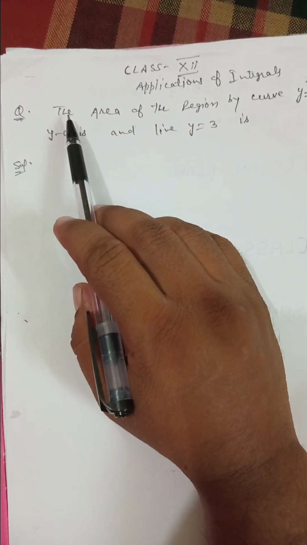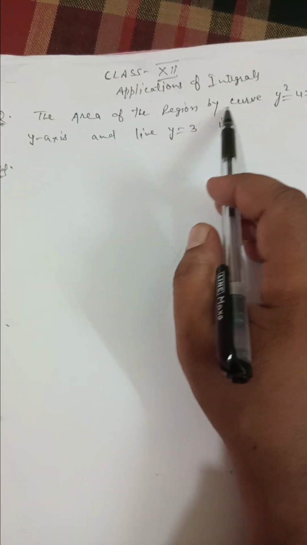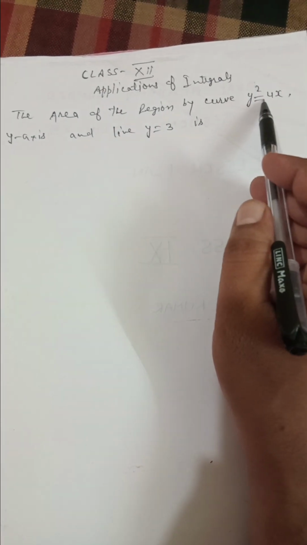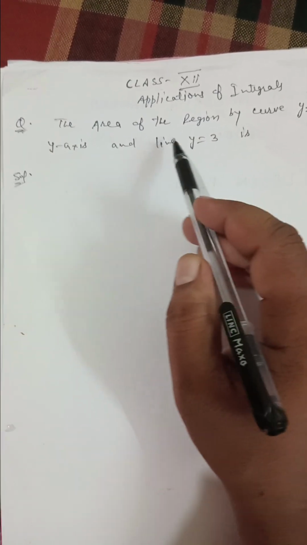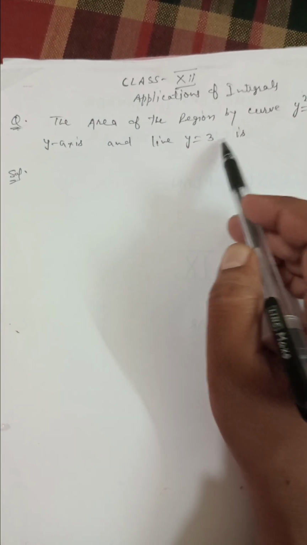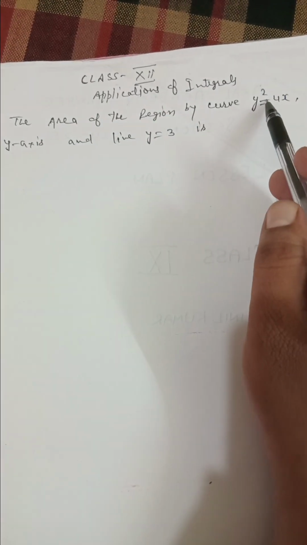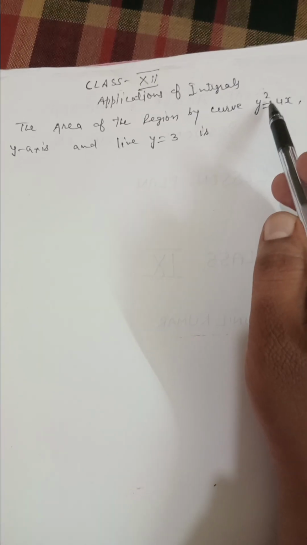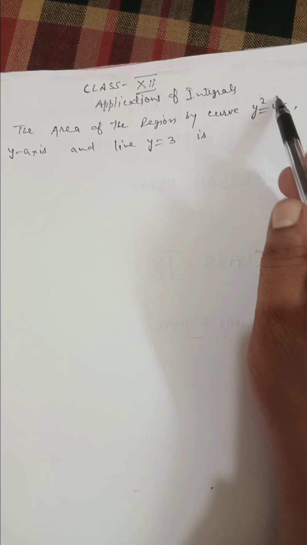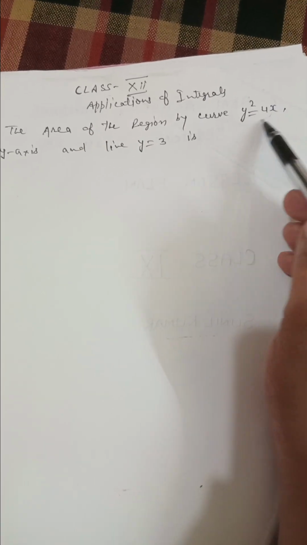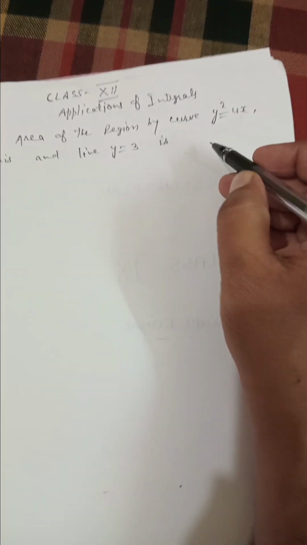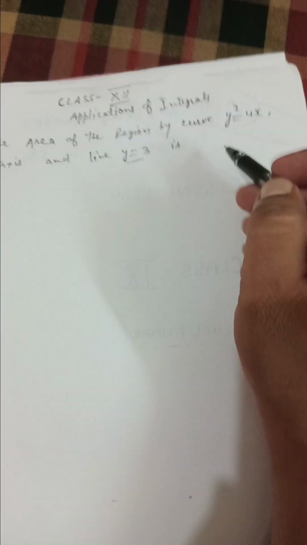The question is: the area of the region bounded by the curve y square equal to 4x, the y axis and the line y equal to 3. The curve y square equal to 4x is a right-handed parabola, and the given line is y equal to 3.